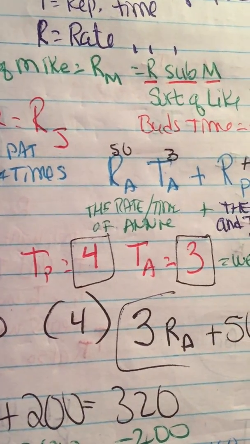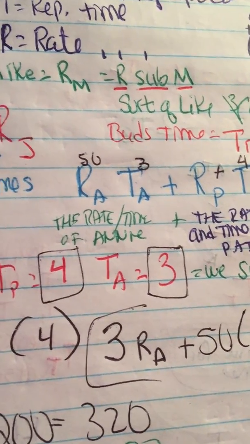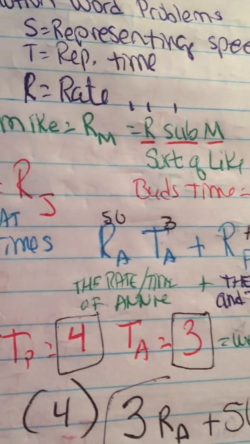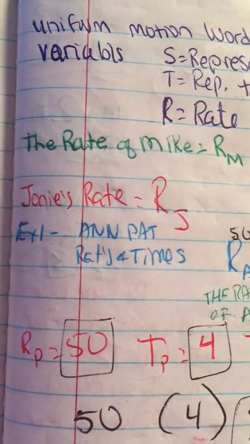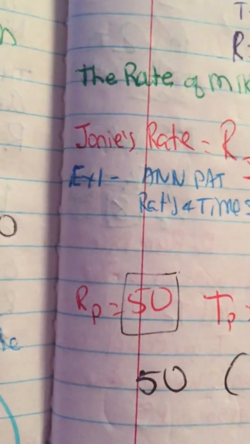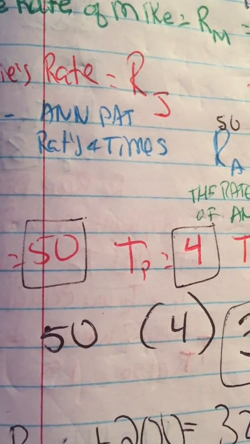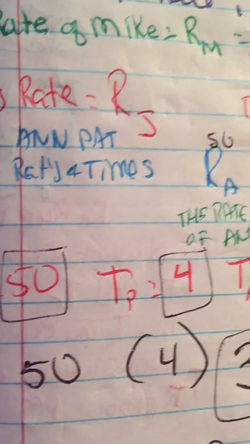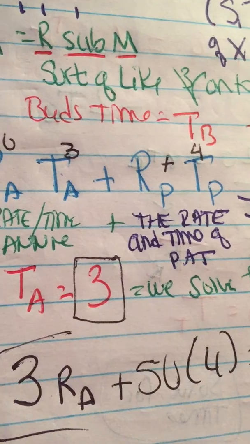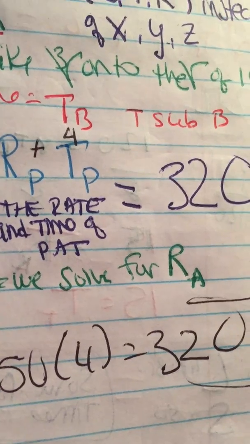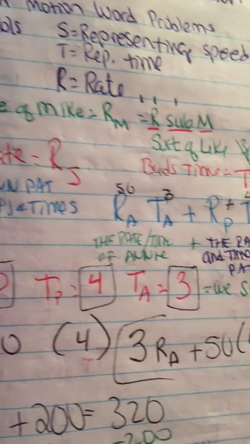The rate of Mike would be R sub M. It's sort of like the cube root of 10, it's not exactly like that at all, but they're related. R sub M. Joni's rate would be RJ. Ann's rate would be RA. The rate of Tina would be RT. The rate of Patrick would be RP. Okay, and then they have numbers that represent all these.